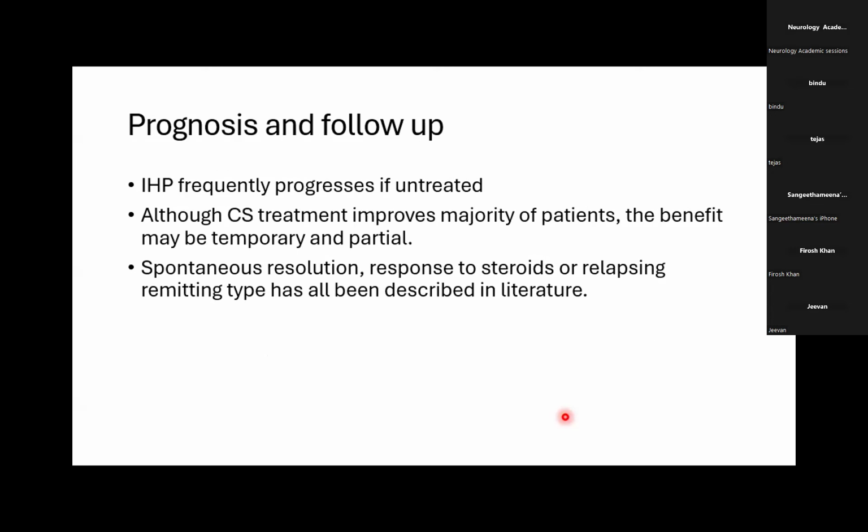Idiopathic hypertrophic pachymeningitis frequently progresses if untreated. Although corticosteroid treatment improves the majority of patients, the benefit may be temporary and partial. Spontaneous resolution, response to steroids, or a relapsing-remitting course have all been described in the literature.